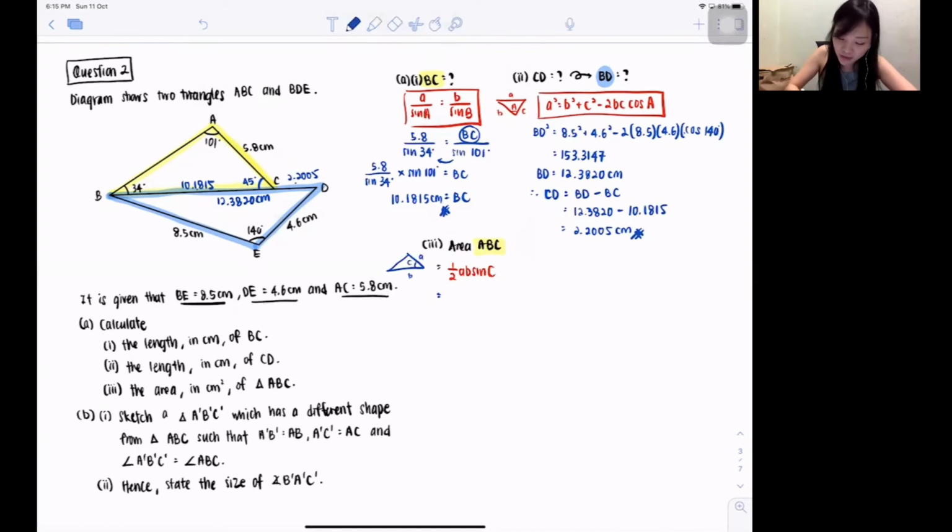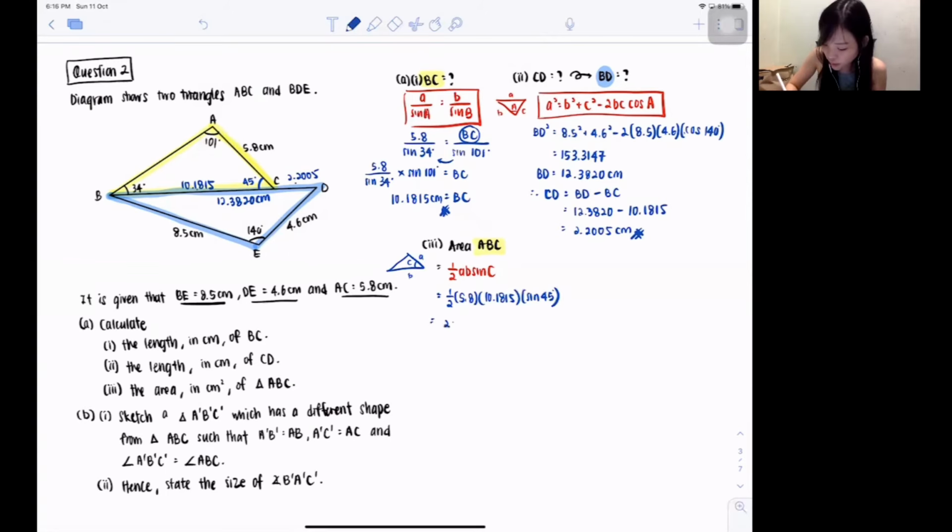Why? Because I realized I don't have the AB length. So even if I want to use 34 degree, I only have 10.1815, I don't have the other length. If I want to use 101 degree, I only have 5.8 cm, I don't have another length. So that's why I will use the 45 degree angle. So it's only 1/2, one side 5.8, another side 10.1815, and the middle angle, isn't it 45 degree? So all I need to do is just press calculator, get the answer, easy peasy, lemon squeezy.